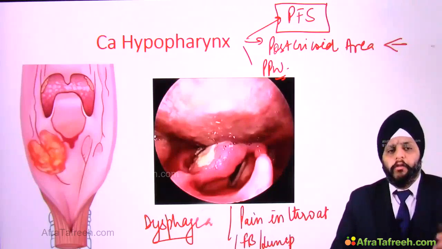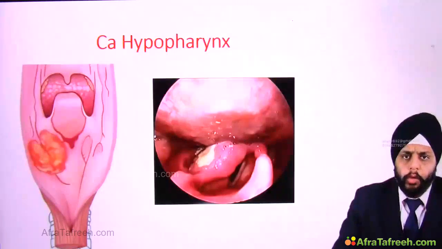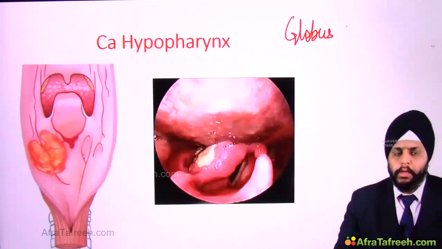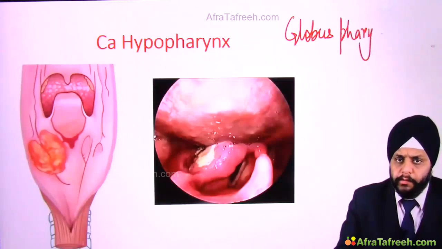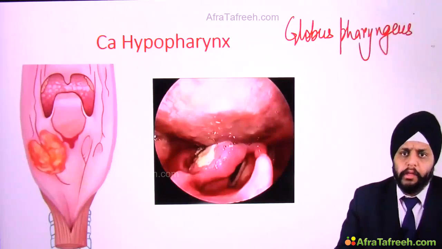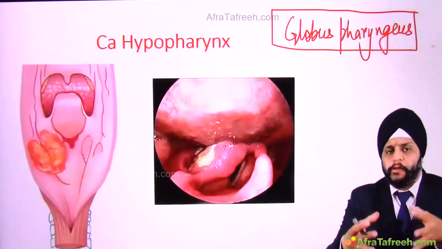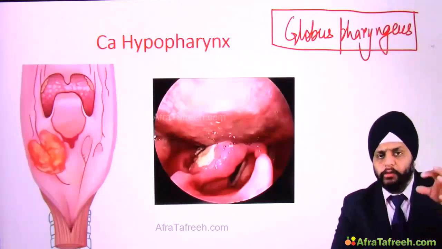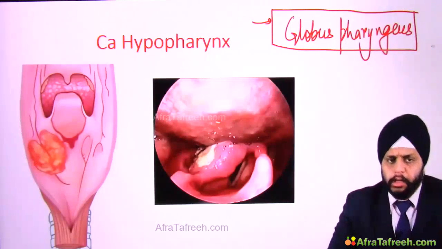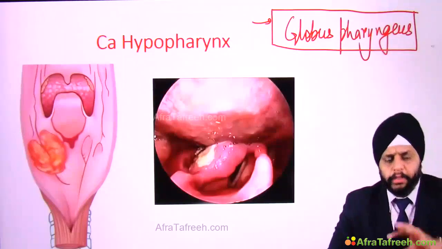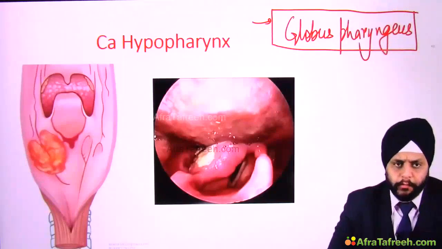This feeling of a foreign body or a lump in the throat is known as globus. Now there is a condition known as globus pharyngeus. This condition is a feeling of a lump in the throat without any actual problem. Otherwise, the patient can have a feeling of a lump in the throat in CA hypopharynx, so that is a known cause. When there is no organic cause, then we call it globus pharyngeus.